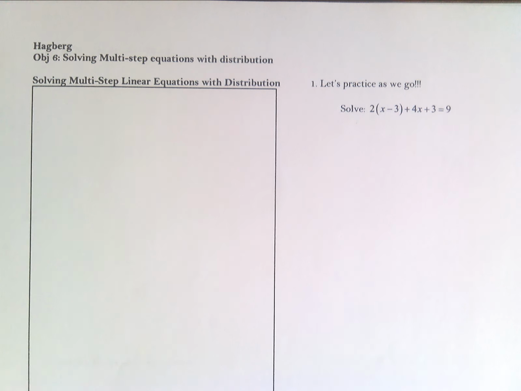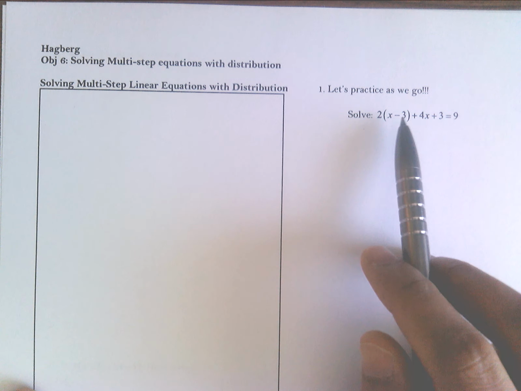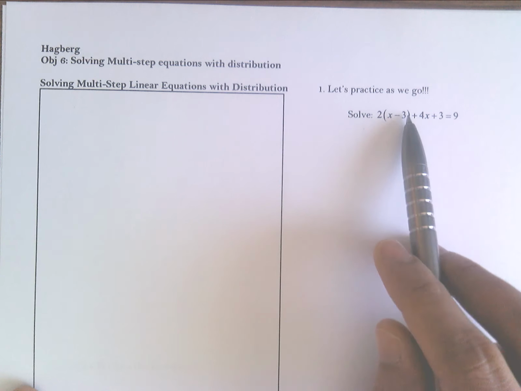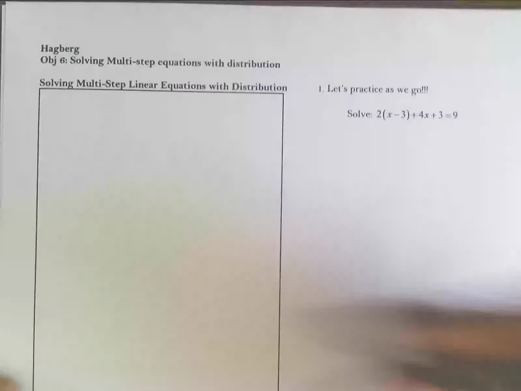All right, here we go with objective 6, which is solving multi-step equations, but now with distribution. The biggest difference here from the previous objective is now we've got this grouping with parentheses. So in order to solve this first, we have to distribute this 2. Okay. However, the goal for this hasn't changed at all. So again, to solve these equations, the goal is to get the variable by itself.